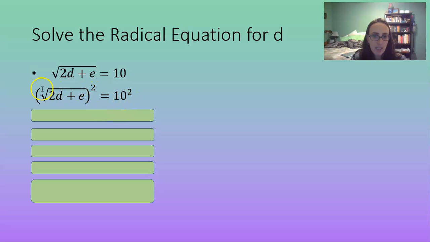My square is going to cancel out my square root on the left-hand side, so I'm going to be left with just what I have inside my radical, which is a 2d plus e. And then on the right side, 10 squared is 100.